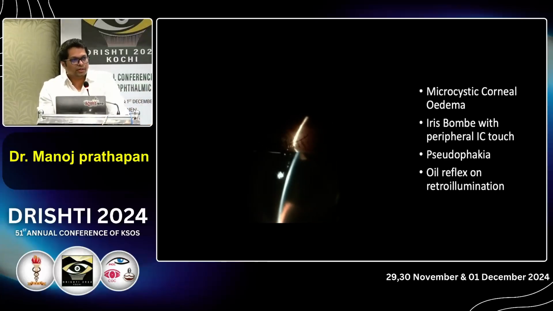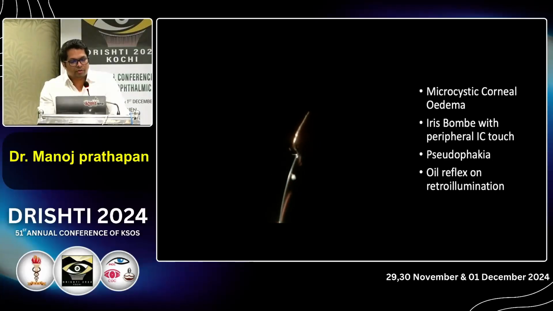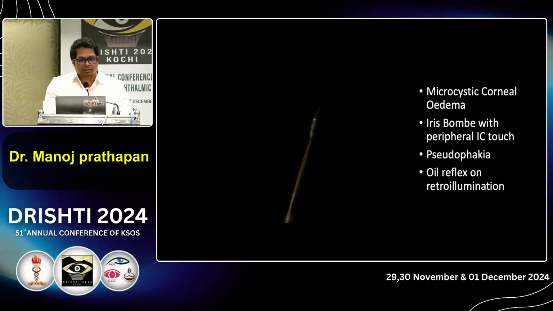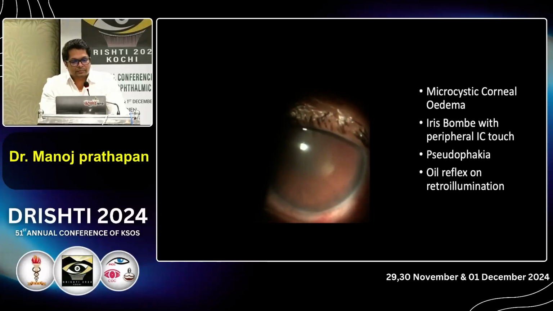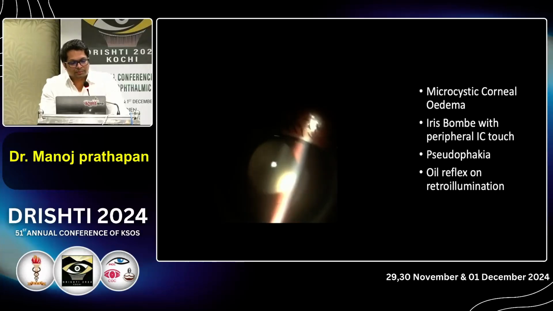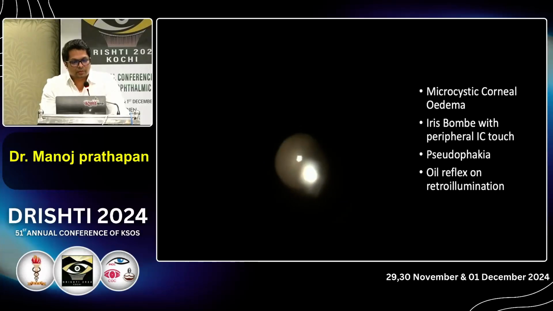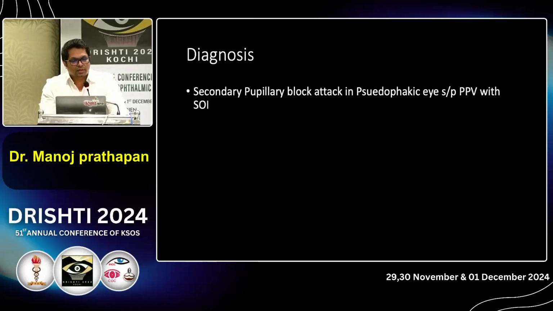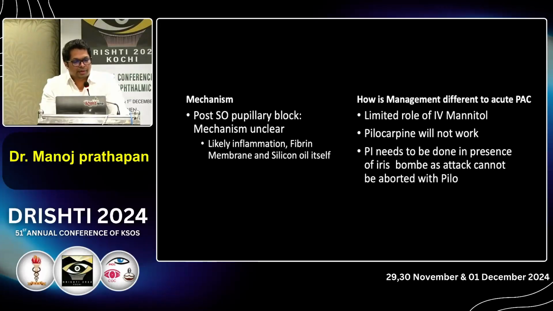So this is the appearance. You can see the cornea is steamy. It's a pseudophakic eye, but you can see the iris bombé. So it's quite possible to have a pupillary block even in a pseudophakic eye. Understanding that this is possible, we can treat appropriately. You can see the oil reflex also. So this is possible in silicone oil filled eyes. The mechanism I already explained.